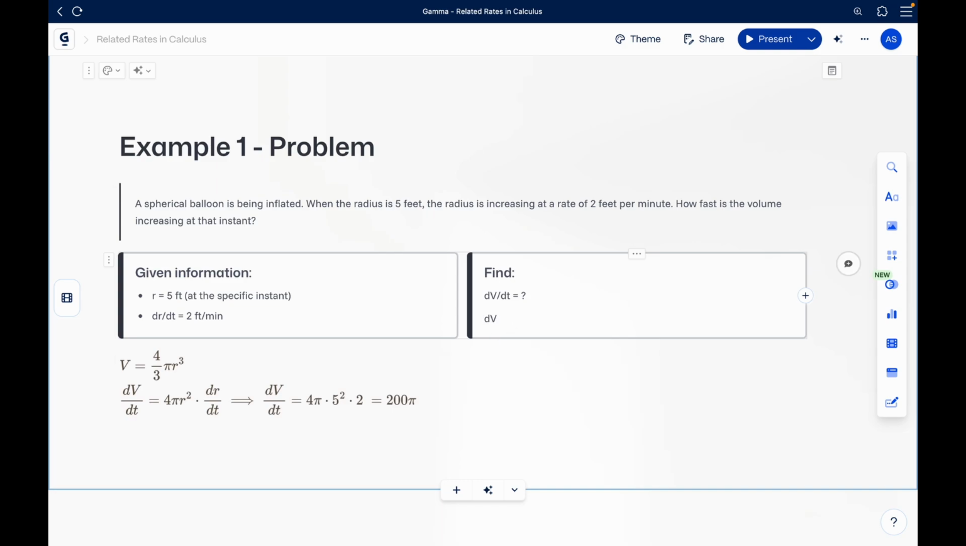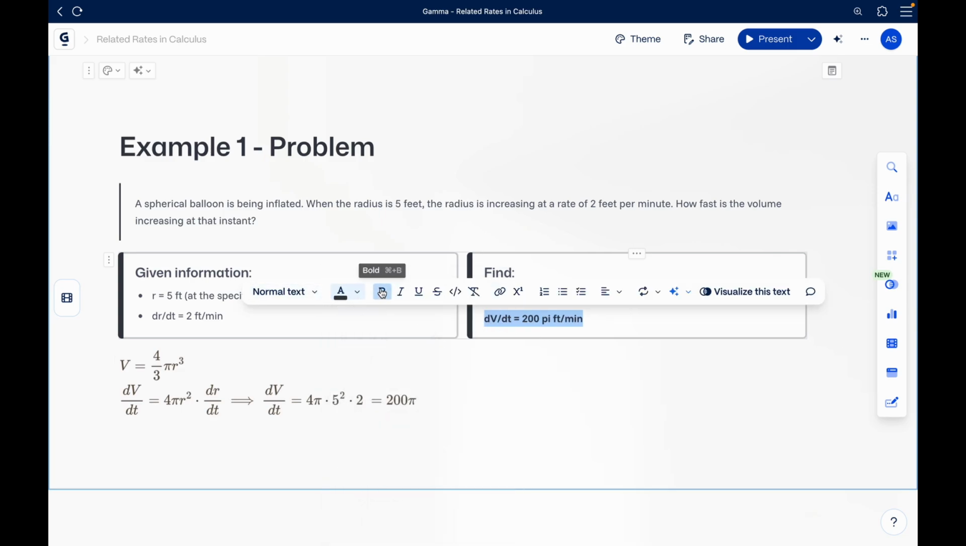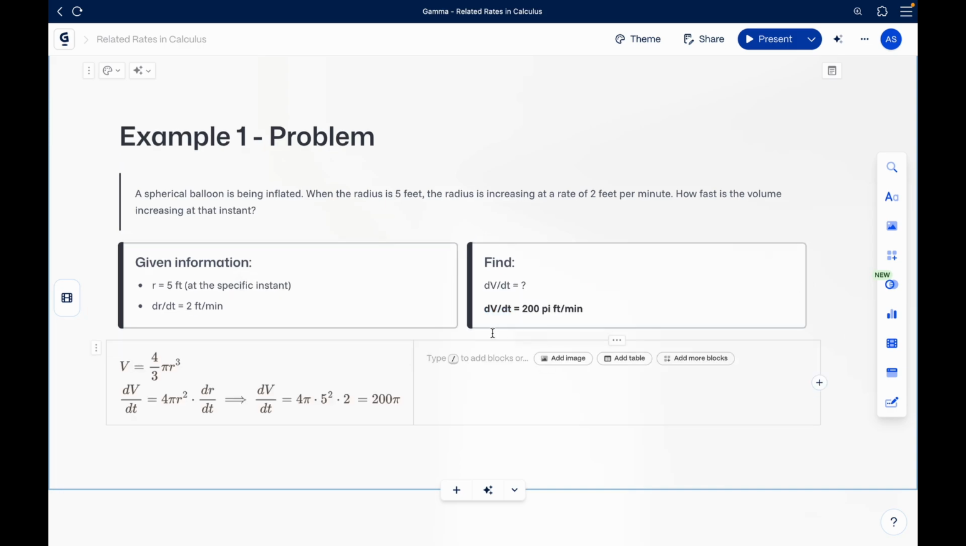dV/dt is equal to 200 multiplied by pi, so I'll just say 200 pi, and where we write out the name, feet per... So now that we have that, I'm going to make this a little darker, bold it. So that is our answer for our first problem. dV/dt is equal to 200 pi feet per minute. Sorry, feet cubed per minute.